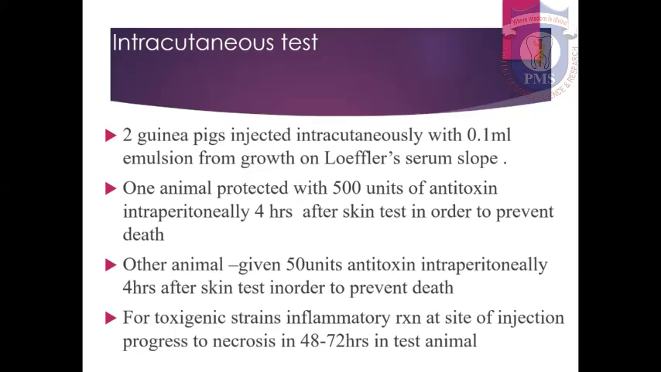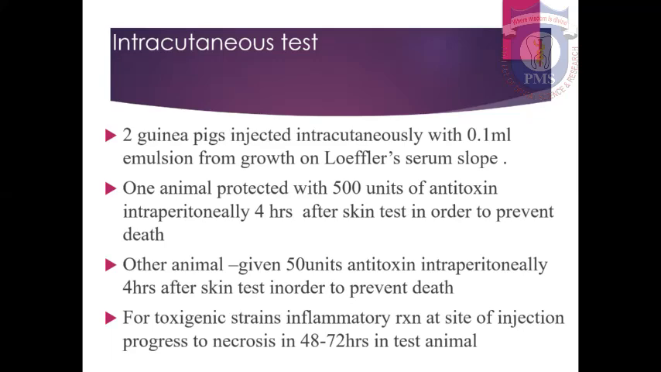Two guinea pigs are injected intracutaneously with 0.1 ml emulsion from growth on low fluorescence serum slope. One animal is protected with 500 units of antitoxin intraperitoneally 4 hours after the skin test in order to prevent death. The other animal is given 50 units of antitoxin intraperitoneally 4 hours after the skin test in order to prevent death.